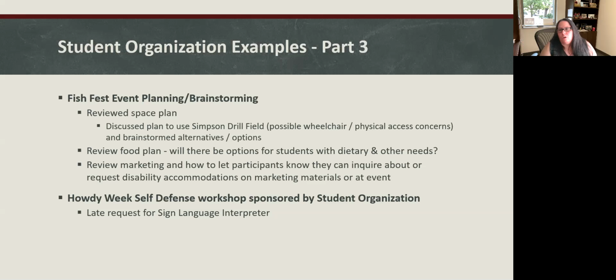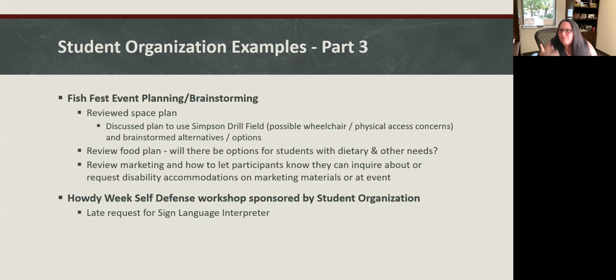I said, well, it's all grass. What would you do if somebody was in a mobility device? Would they have access? Would they be pushed off to the side, or would they be included in the group? So we talked through those. They talked about having food, and I asked the question about what kind of food, and if somebody had a dietary need, was there an alternative? We talked to them about their marketing and how they're promoting that.